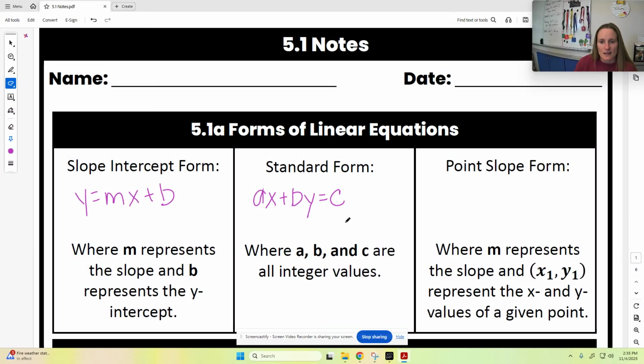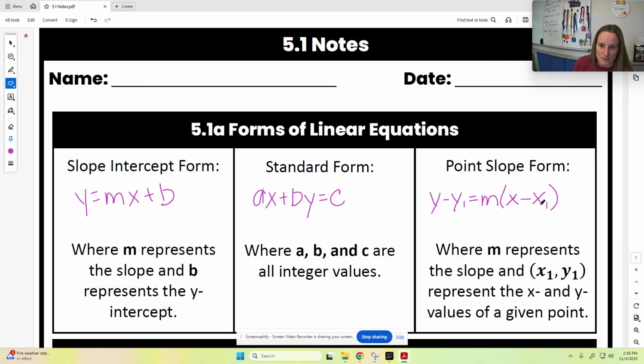The last form of linear equations that we're going to look at in Algebra 1 is the point-slope form. So this one is sometimes the hardest to remember. So it looks like this, and I'll explain what each thing represents here in just a moment. So this is the variable y minus the y value from a point is equal to the slope times x minus the x value from a point.